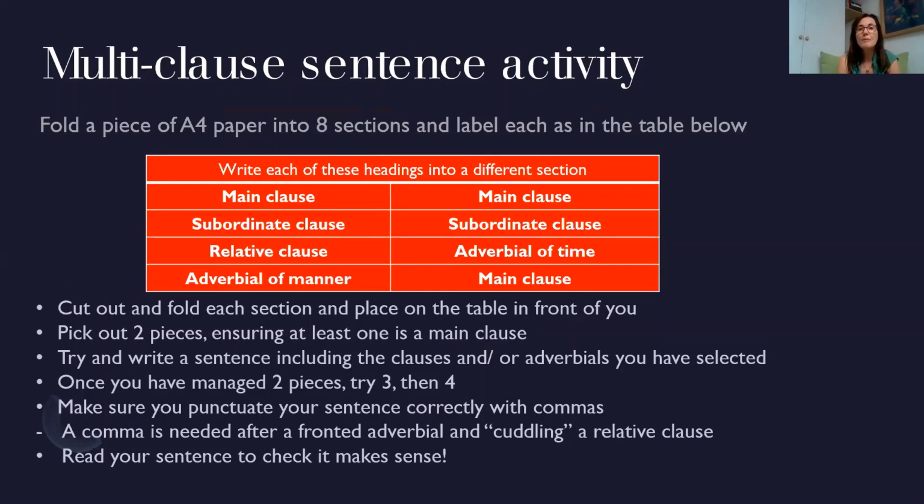Okay, so stop the video now and have a go in your books and on your piece of paper, folding them up, creating your 8 sections, and then in your books writing some 2 clause, 3 clause, and even 4 clause, if you can, multi-clause sentences about Ernest Shackleton. Or if you struggle writing them about Ernest Shackleton, you could practice writing some sentences about yourself. So have a go at writing some multi-clause sentences about yourself if you find it hard to remember the facts about Ernest Shackleton. Okay, off you go.